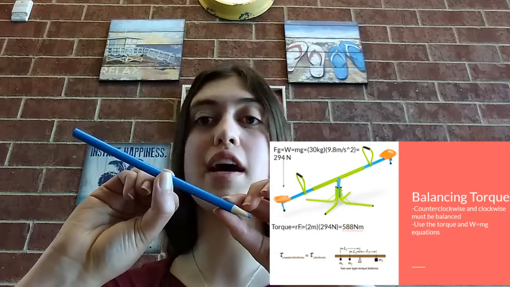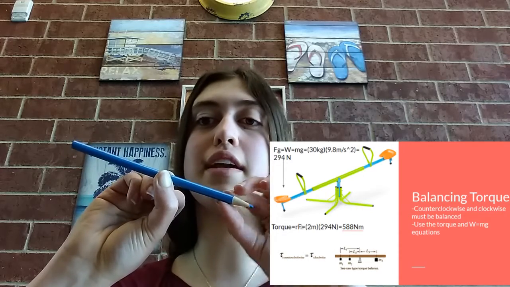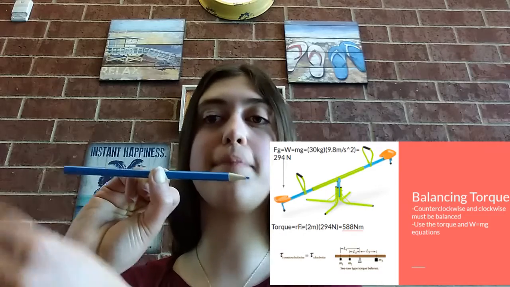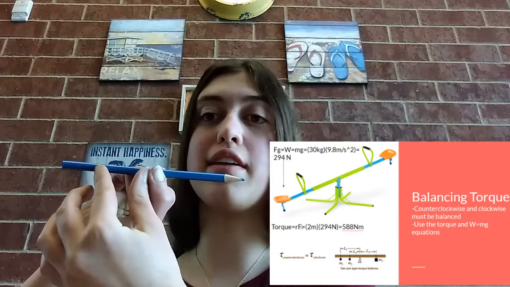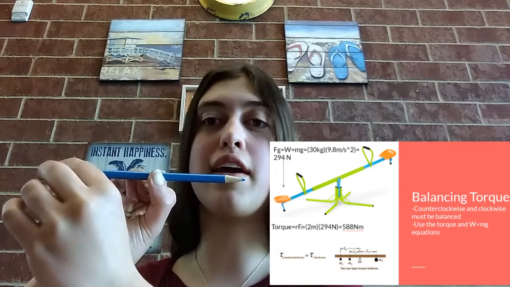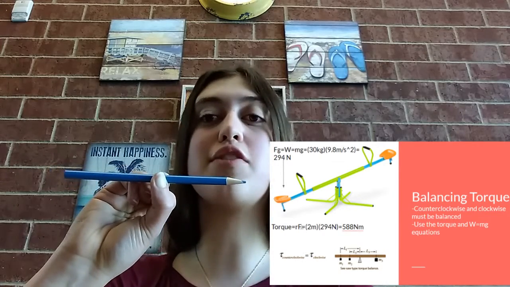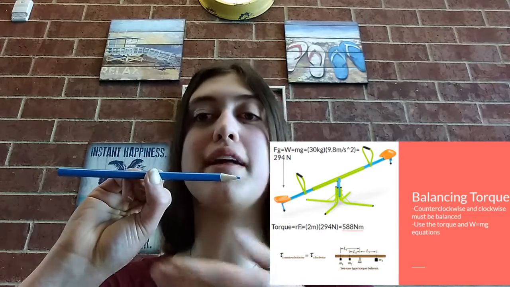Now, this is obviously an unbalanced seesaw, so we would need a child either of equal mass sitting an equal distance away, or a child of greater mass sitting a lesser distance away, in order to create the same amount of torque in the opposing, counterclockwise direction. With equal torques, we would have a net torque of 0, which would then create a balanced seesaw.